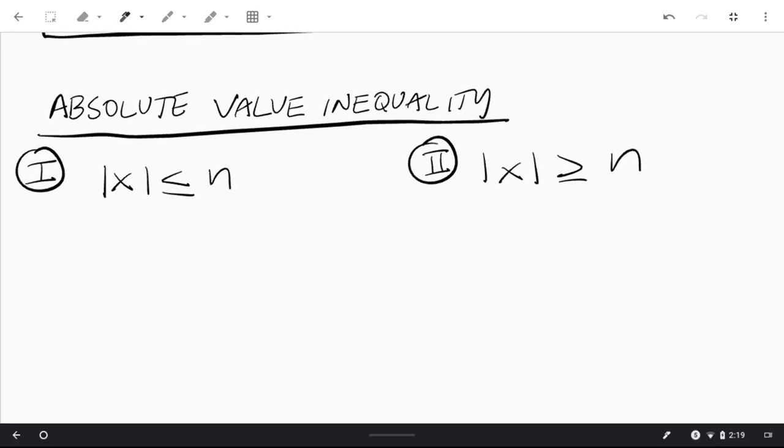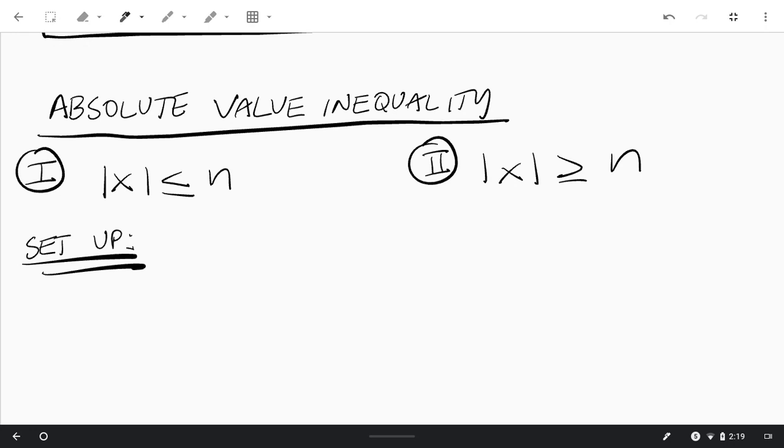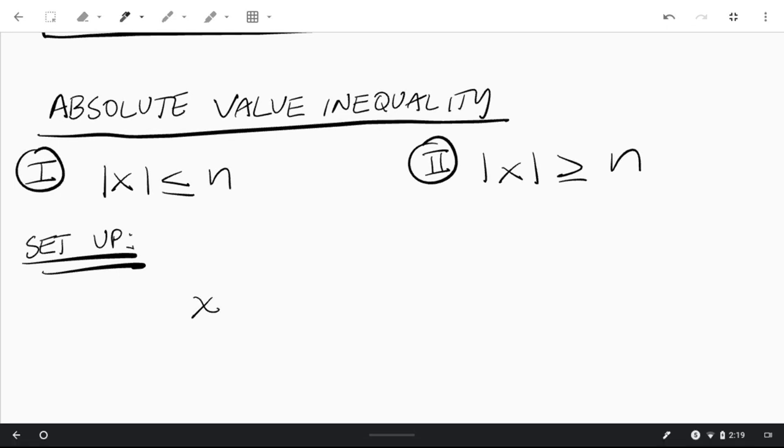Okay, so they get set up differently. So this is what you need to know here. So if we want the absolute value to be less than or equal to n, then we're sort of bounded on both sides, on two ends. Okay, then that means that your numbers are the numbers that are somewhere between negative n and positive n.